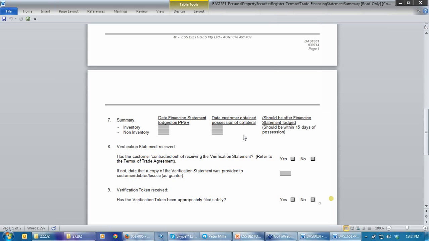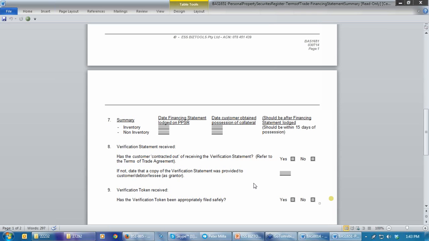You will then receive a verification statement from the PPSR, and then the general legal position is your client has to supply a copy of that verification statement to the grantor, in other words, their customer, unless the customer has specifically opted out of receiving the verification statement, which will be part of the terms of trade agreement. So your client has to send that verification statement. That's why we're recording it there and recording the date that it's been sent.